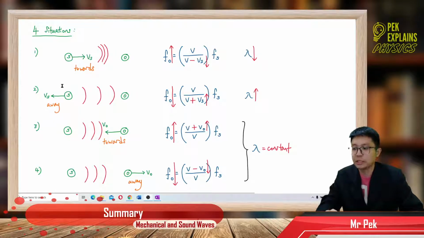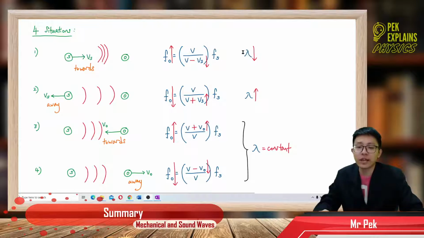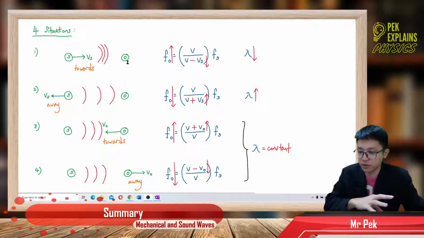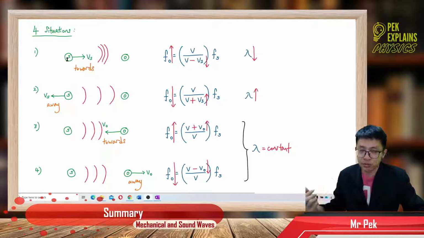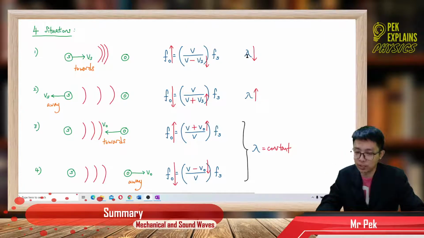The first 2 situations are the source moving. The other 2 situations are the observer moving. So look at the first 2 situations. If the source is moving towards the observer, and this is the waveform, I can see the wave is more compressed. So the wavelength becomes smaller, because when the source is moving towards the observer, the wave emitted by the source is compressed.